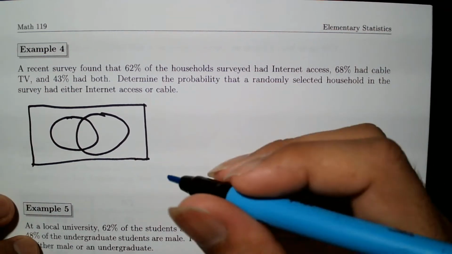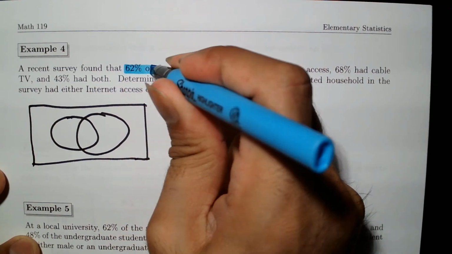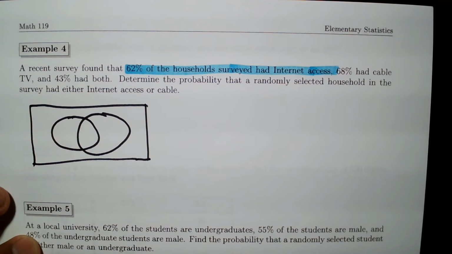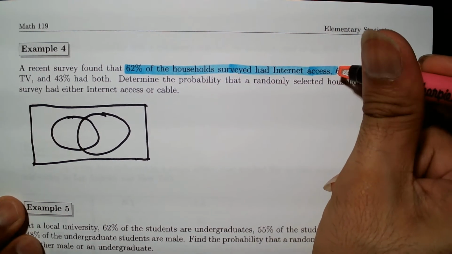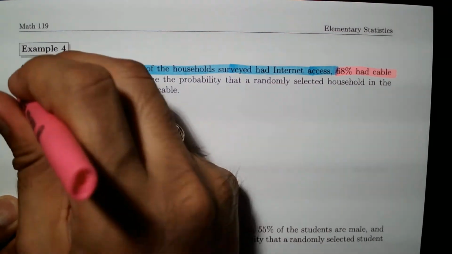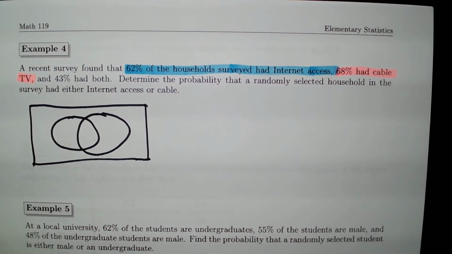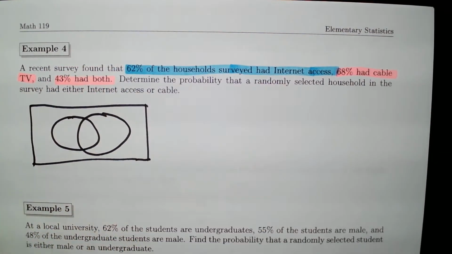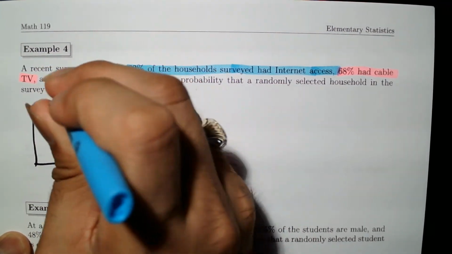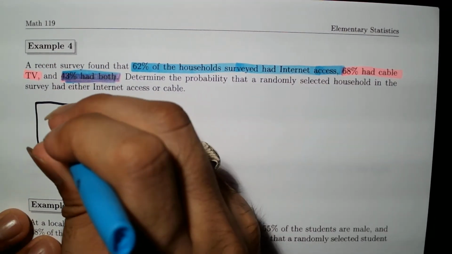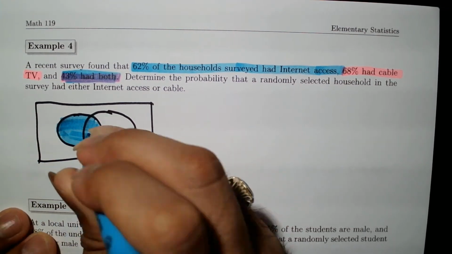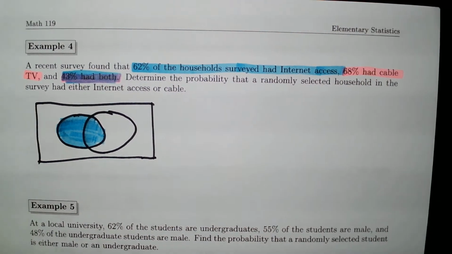So in this case we have with blue, so 62% of the households have internet and 68% had cable, and at the same time 43% have both. That is going to be our intersection. Okay, so let's fill in the bubbles here. One color and then the other color.